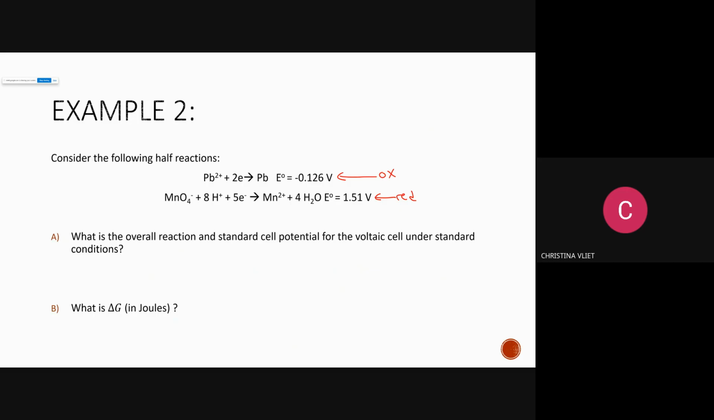Always flip the oxidation because you have to put the electrons on the other side. They have to cancel by one being on the reactant side and the other electrons being on the product side. And then you have to make sure that the electrons are the same, right? So you have to multiply, 2 and 5 go into 10, so multiply 1 by 5 and 1 by 2.